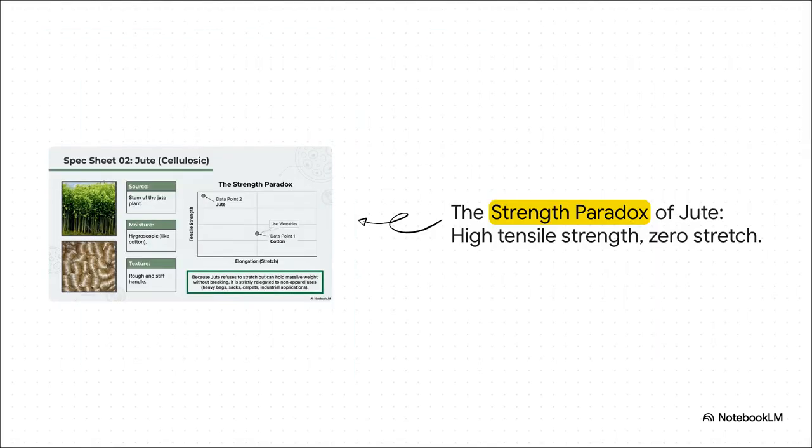Take jute, for example, and its fascinating strength paradox. This stuff has incredibly high tensile strength, meaning it can hold a massive amount of weight, but it has virtually zero elongation, no stretch whatsoever. Because it literally refuses to give, it's strictly relegated to industrial applications, think heavy agricultural sacks and tough carpets, rather than wearables. It's just way too rough for a comfy t-shirt.